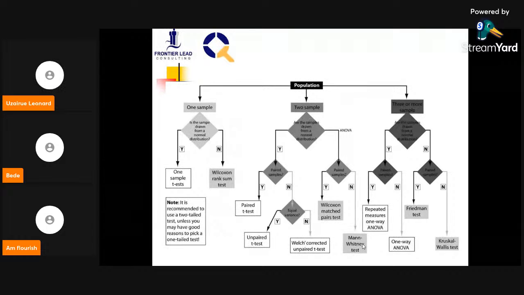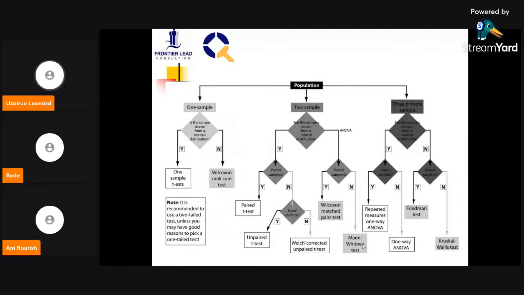If they are normally distributed, the next question is, are they paired? If they are paired, then you use what we refer to as repeated measures one way ANOVA. But if they are not paired, then you use the normal one way ANOVA that we know.